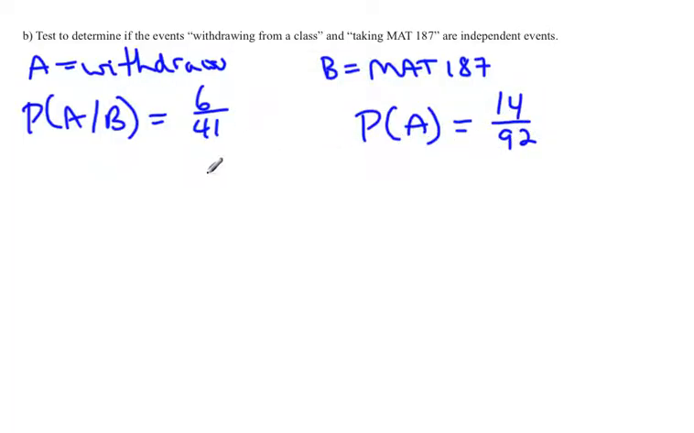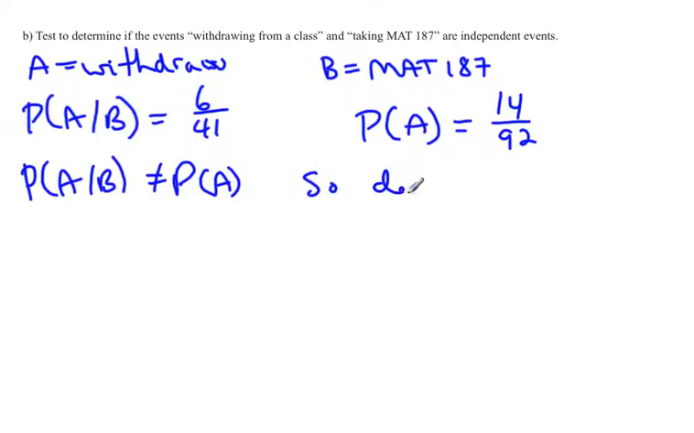Converting these to decimals, you're going to notice that those do not equal. So the probability of A given B does not equal the probability of A, so therefore the events are dependent. And there you have it.